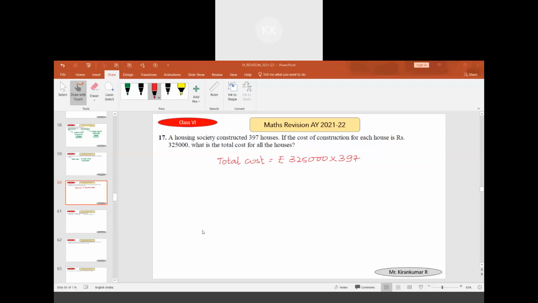When 397 is multiplied by 325, we get 129025, followed by three zeros. So it is 12 crore 90 lakh 25,000.